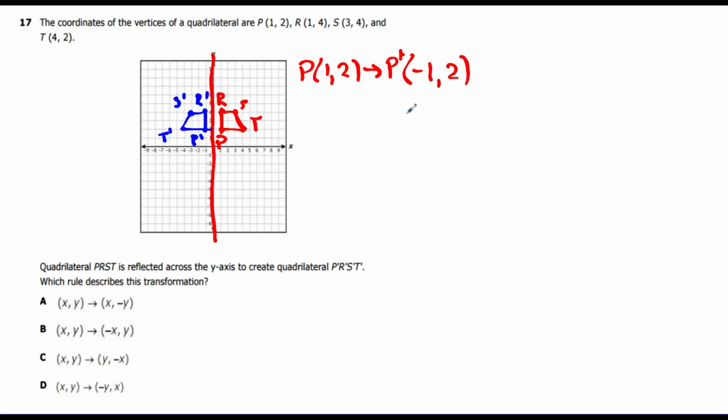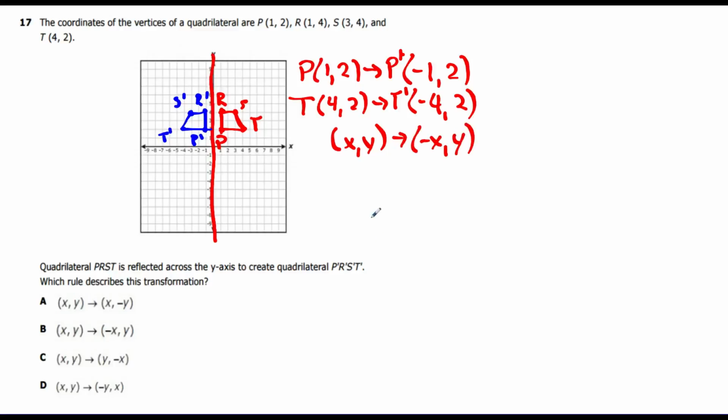So what's the difference? Well, I see that x went from positive to a negative, and y stayed the same. So maybe x changes, y stays the same? Probably. Let's check another point just to be sure. So let's go to T, which started at 4, 2. And where did it go? So now it's at negative 4, 2. So again, y stays the same, but now x is negative. So we have an answer choice that looks like x, y goes to negative x, y, and there it is.